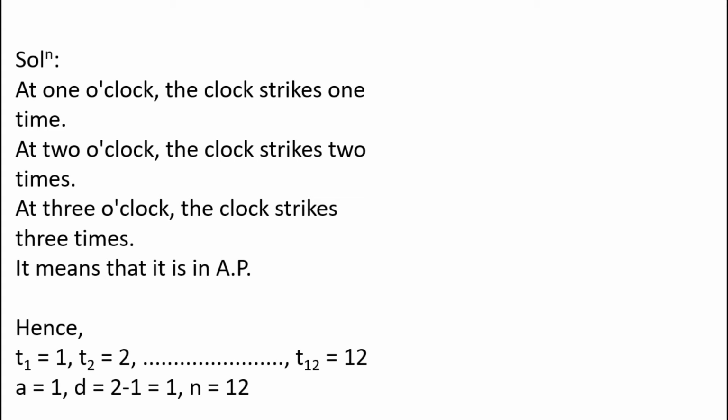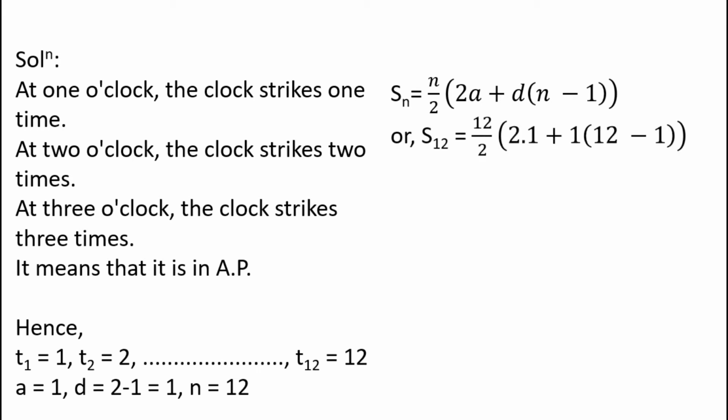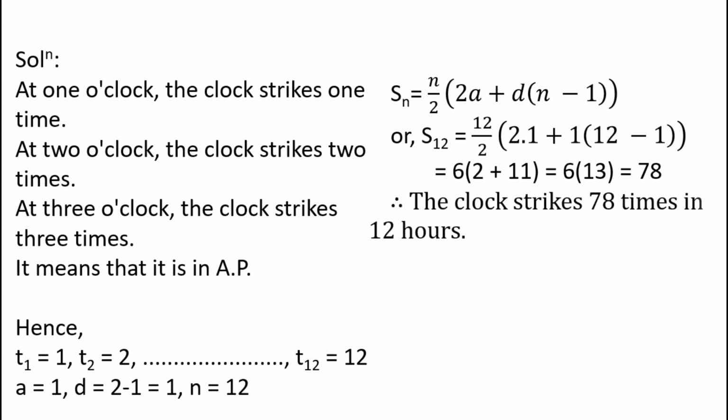Now we have the formula for finding the sum of n terms in AP. So sum of n terms is n by 2 times 2a plus d times n minus 1. In the same way, we can put the values here. In n we can write 12, and a is 1, and d is also 1. And if we apply the formula, we can get the answer as 78. It means the clock strikes 78 times in 12 hours.